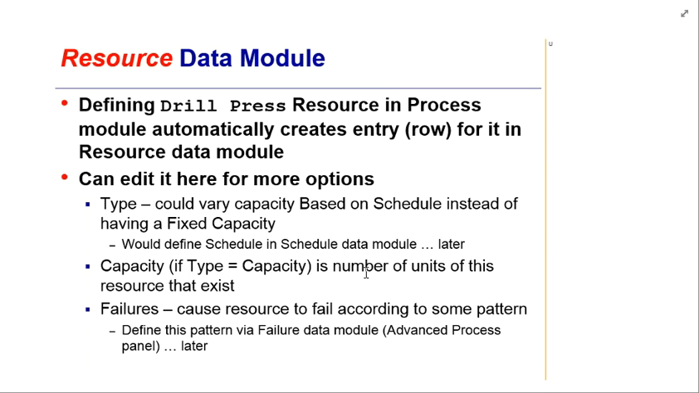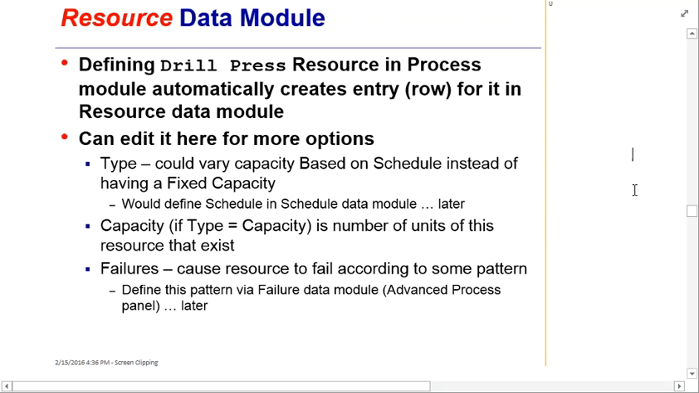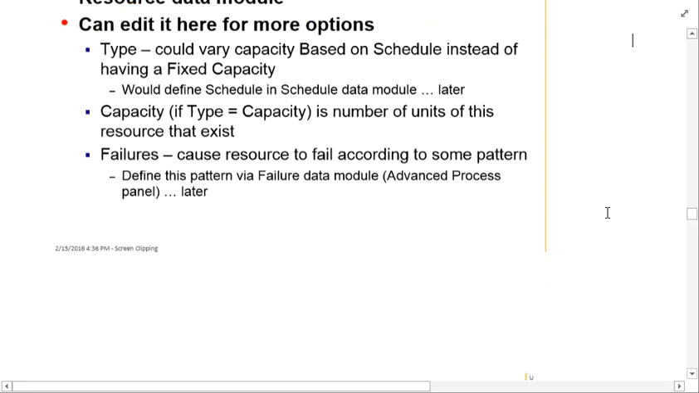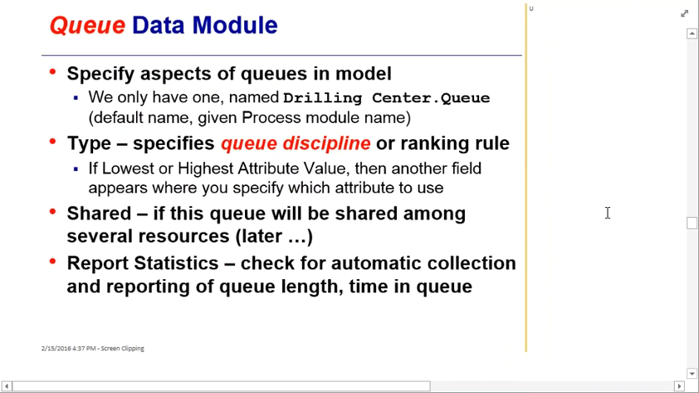And you can do that a number of different ways in terms of availability. But in any event, it's capacity in terms of hours available for that resource. Failures, again, to define cause a resource to fail according to some pattern, and you would typically do that through the failure data module, which essentially is if that resource goes offline for some reason, what do you want to do? And that we'll talk about later when we get to the advanced process panel. But effectively, if I have a failure of the resource, it goes down for some reason, how do I want to respond to that is what's being talked about there.